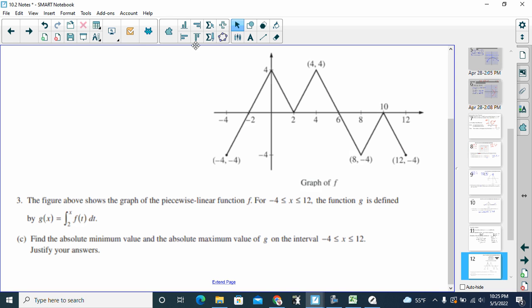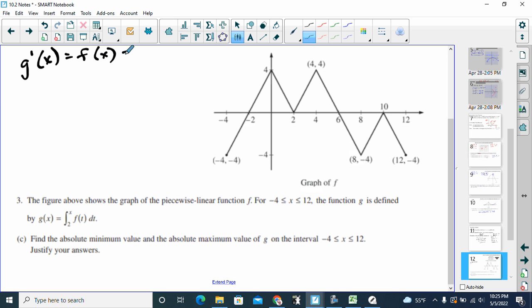So maxes and mins occur when the derivative is 0 or undefined. So we need the derivative of g. Derivative of g of x would be equal to f of x. We want that to be 0. That occurs at x equals -2, x equals 2, x equals 6, and x equals 10. We need to check these points as well as the endpoints of the interval.